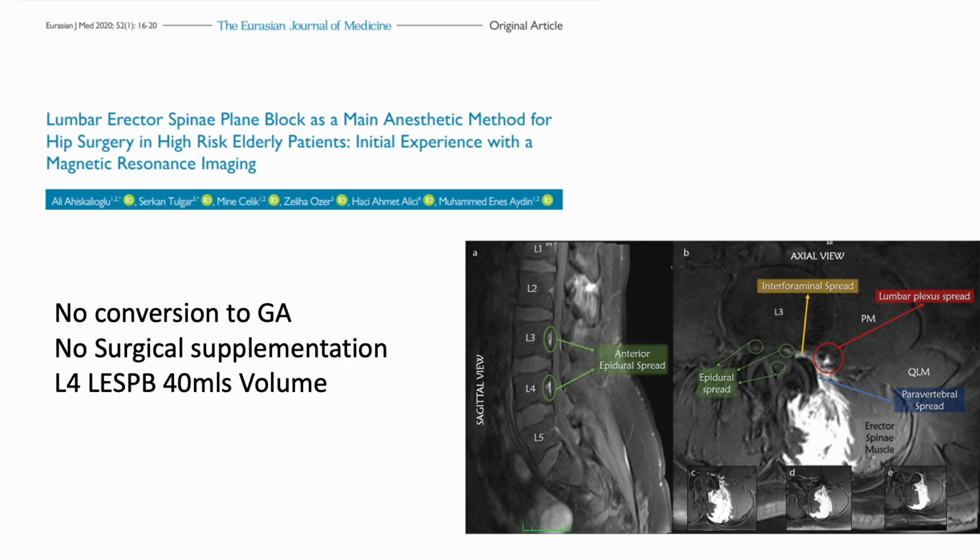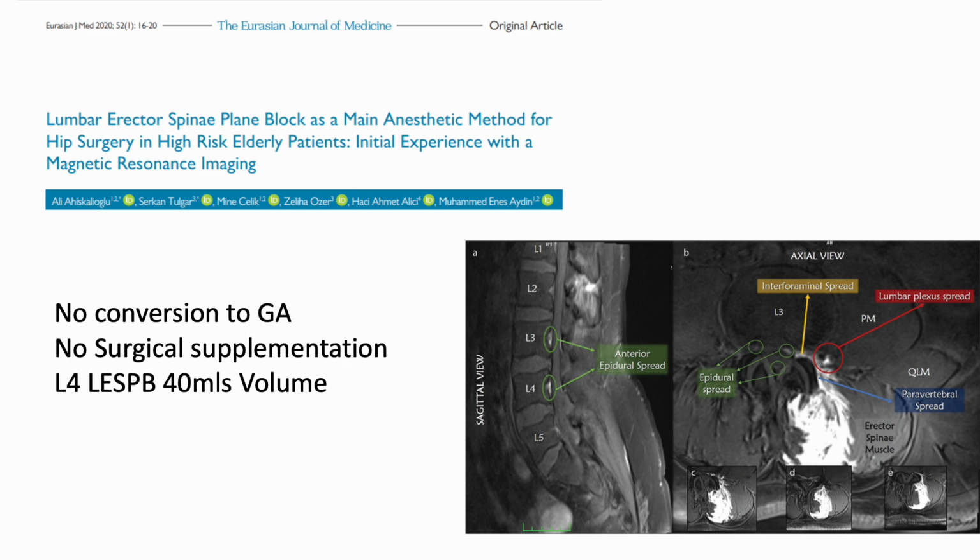Tulgar et al., in their case series, were able to demonstrate the use of lumbar erector spinae plane block performed at the L4 level as the main anesthetic method to achieve surgical anesthesia for hip fracture surgery in high-risk elderly patients. They reported no patients had a conversion to a general anesthetic. There was no surgical supplementation of local anesthetic, and they performed the lumbar ESP block at L4 level with 40 milliliters volume of local anesthetic.